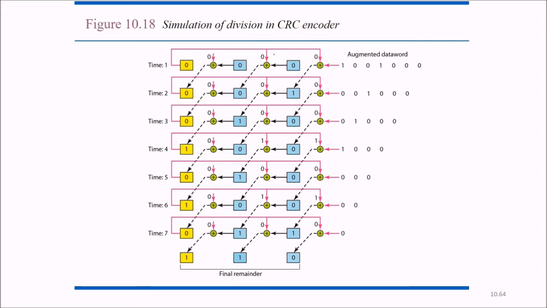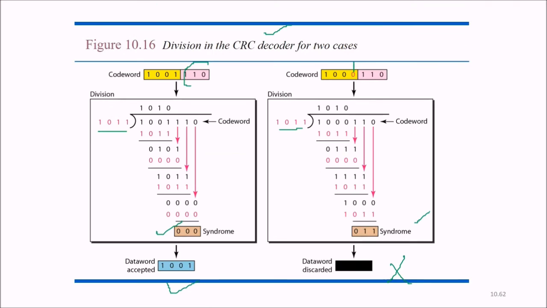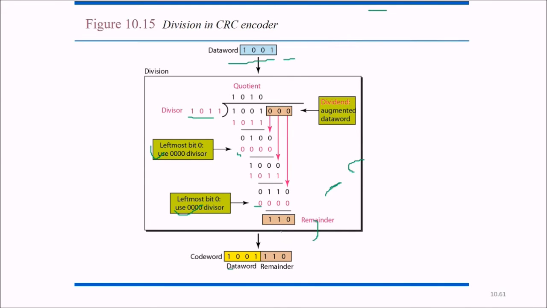This is the simulation of division in CRC encoder. This is the augmented data word, and this is 000. Now every time, because this is cyclic, the 1 comes here, it is XORed with 0. The result comes here. In a similar fashion, 0 XOR with 0, result comes here. 0 XOR with 0, 0 comes here. Now this is done. We start with the next one, 0. In a similar fashion, XORing is done till the last bit is XORed. So this is the final remainder, 110. This is the final remainder. This is nothing but 110.